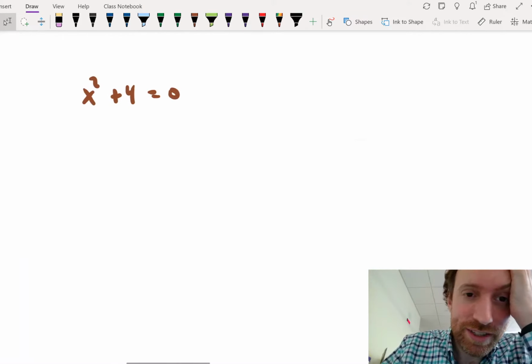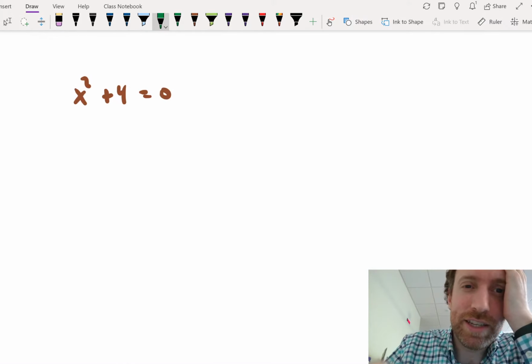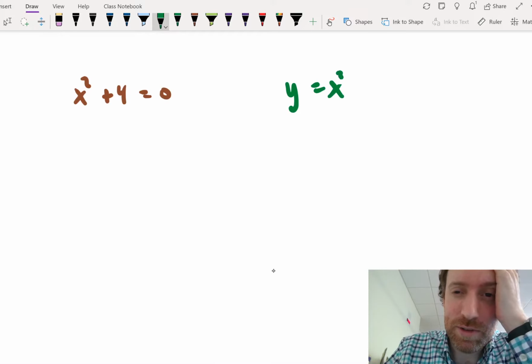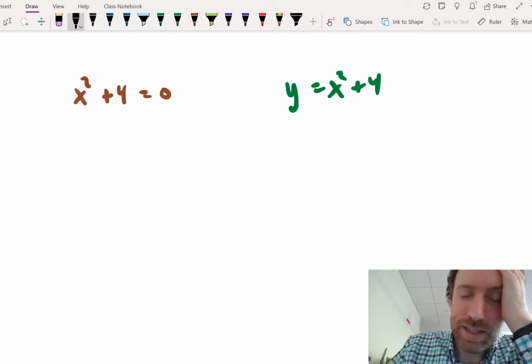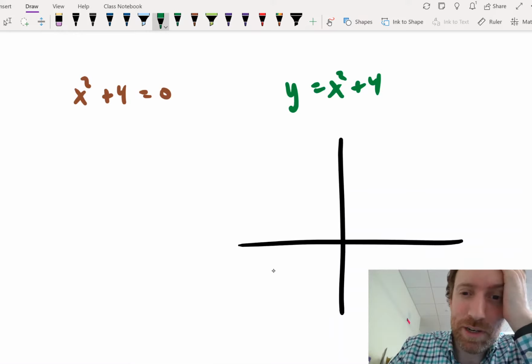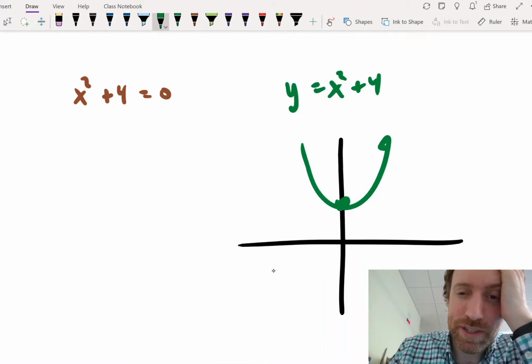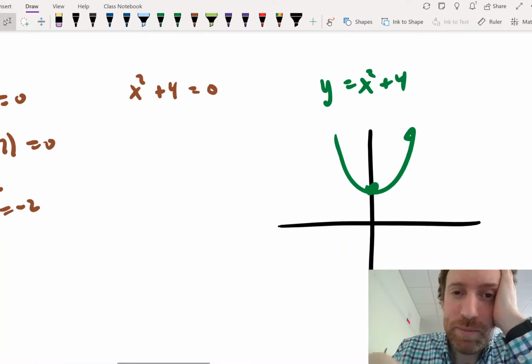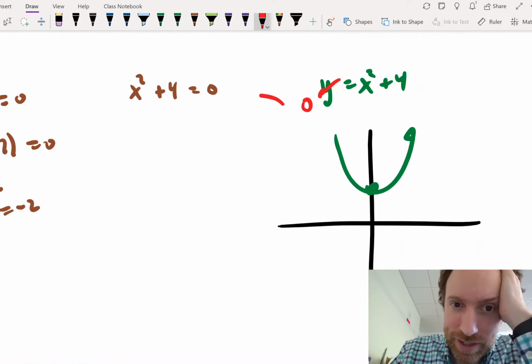Well, you can analyze this equation graphically. Imagine the graph of y equals x squared plus 4. This is like a quadratic, but that's moved up 4, so you have the vertex here. Now imagine that y is equal to 0. Plug in 0 for y. And you get this equation.